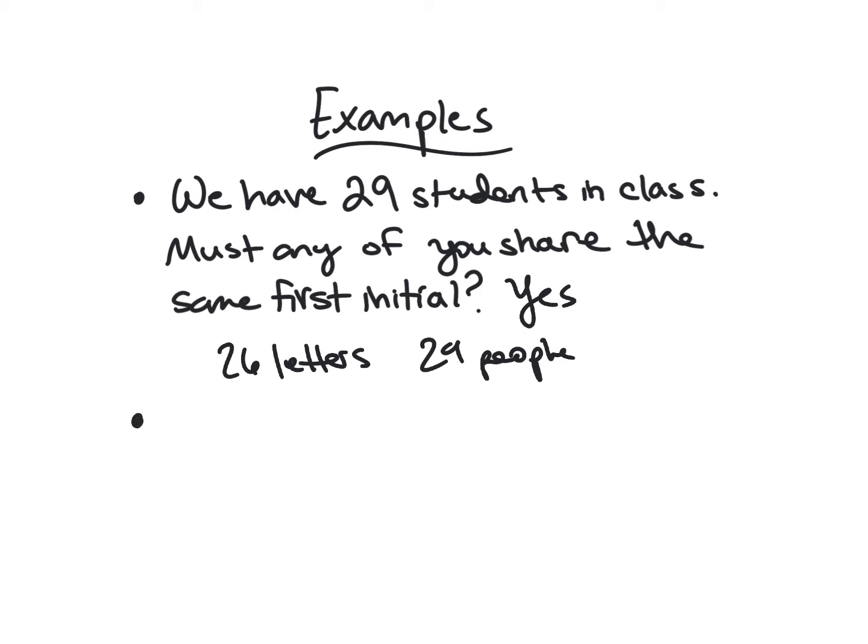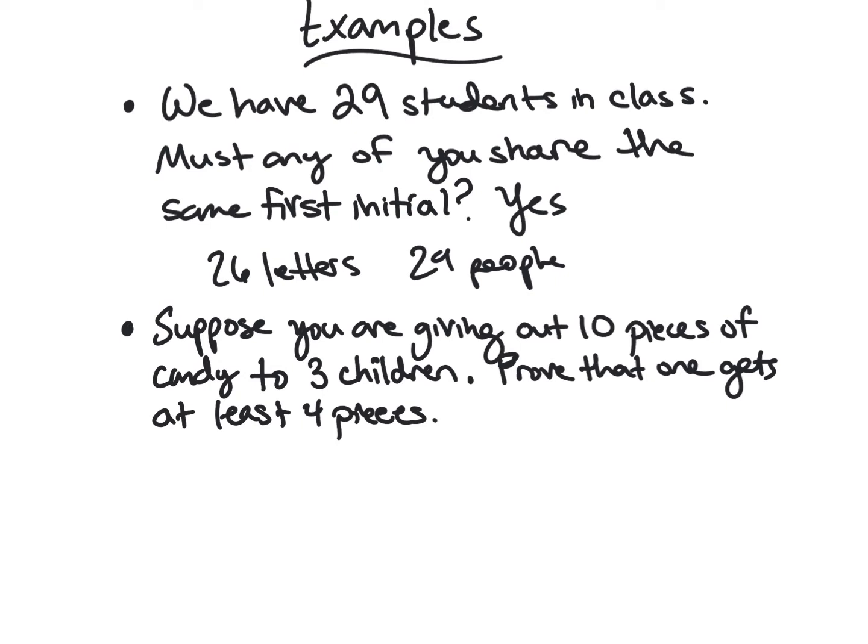Let's do another example where we actually make this a bit more rigorous. Okay, so in this situation, we are giving out 10 pieces of candy to 3 children in a completely non-creepy way. It's Halloween or something. And we want to prove that at least one child gets at least 4 pieces. So how do we do this? Well, our idea here is to prove by contradiction. So we've got 3 kids, right? And so let A, B, and C be the number of pieces that the 3 kids get.